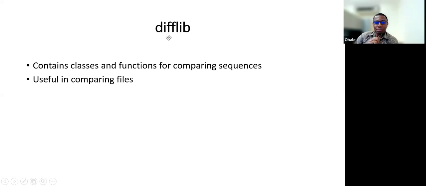So the next one is Difflib. This one is specifically designed for comparison of different documents, and it contains classes and functions for that purpose. It's very useful for comparing files. As a matter of fact, many argue that it does better for comparison purposes than spaCy. Difflib is also built into Python and does not need installation, unlike spaCy, which needs installation.